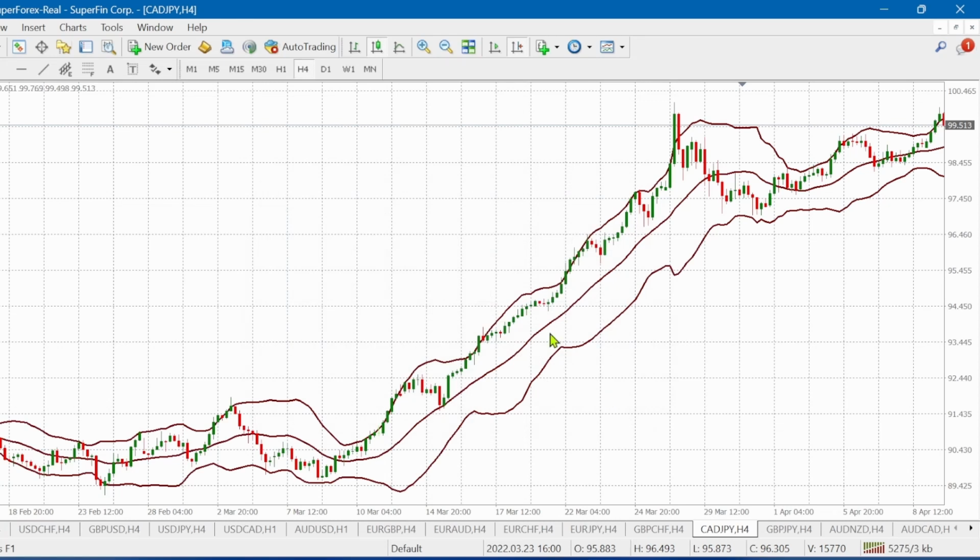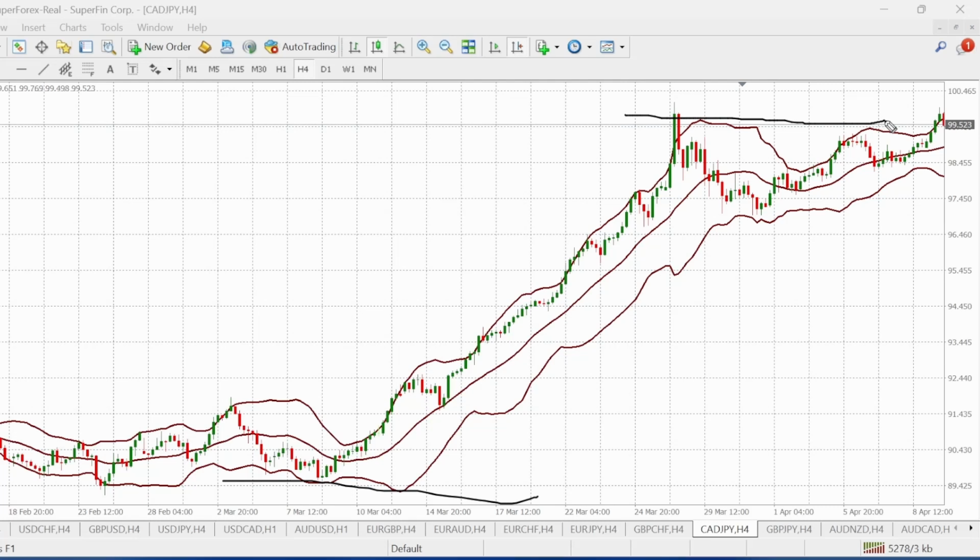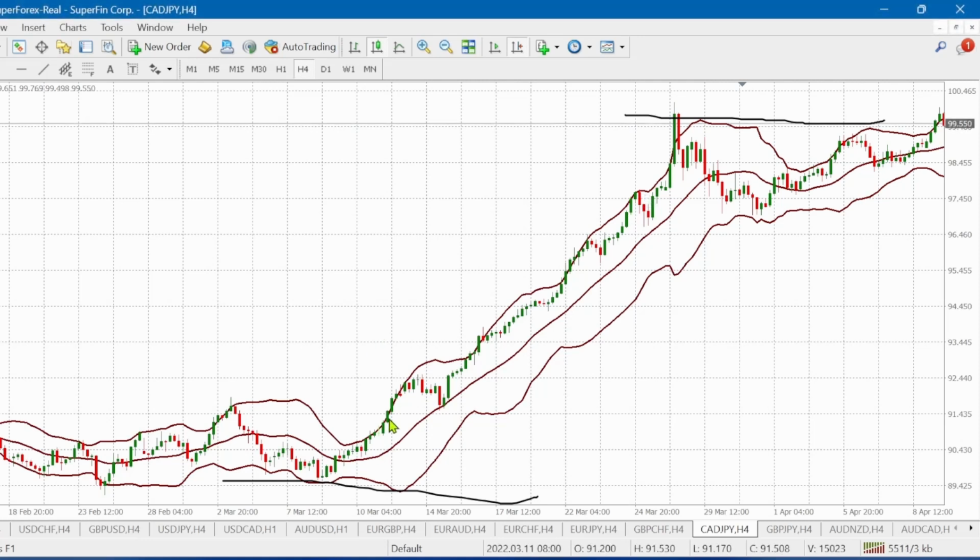Now as you can see, this indicator has acted here as a support level and here as a resistance level, and also the indicator has established that this is a moving uptrend, as you can see here, as the market was making higher high and higher low than the previous high and low.